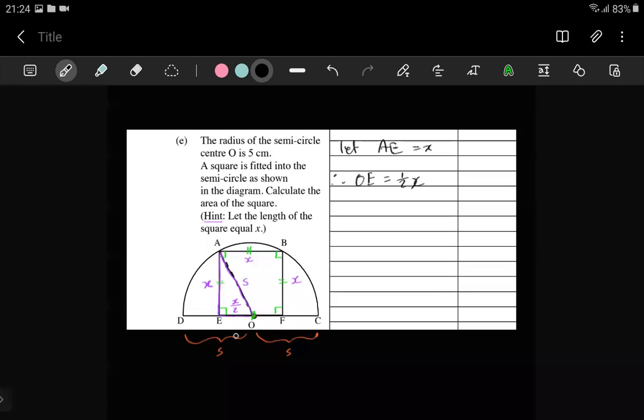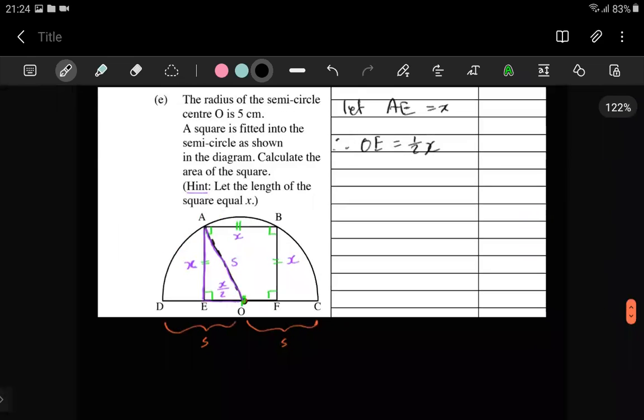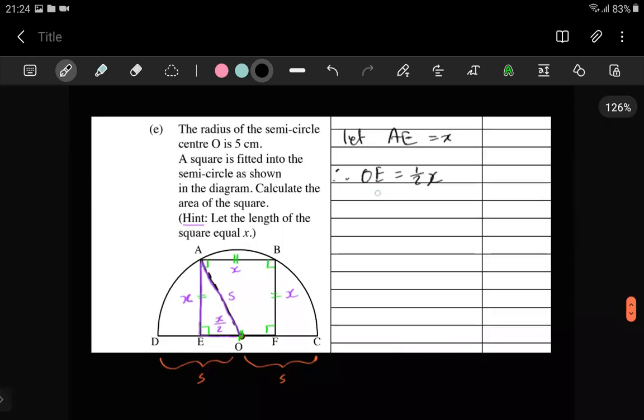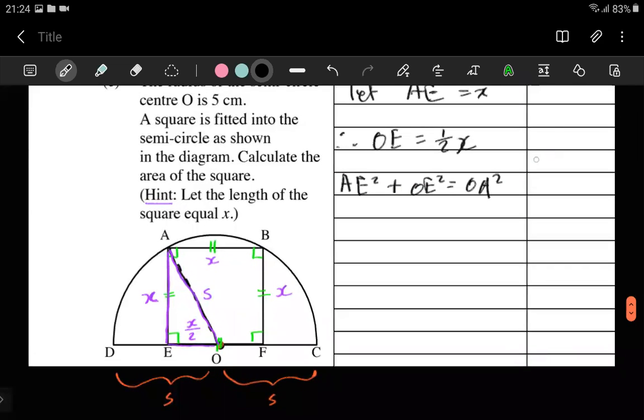So we said OE is half of X based on the fact that everything here is equal to X, like the whole thing is a square. So here AE is equal to X. If you want to say that OE is equal to half X, it's okay. So from here, we can say that AE squared plus OE squared is equal to OA squared. This is something we know it's easy to back up: Pythagoras. You can just say Pyth.